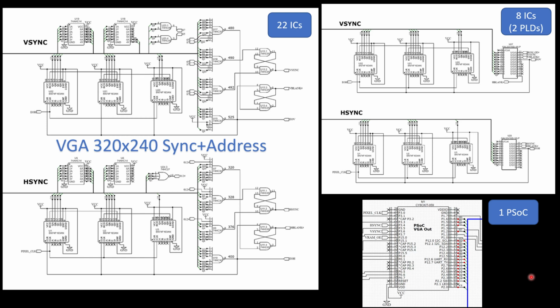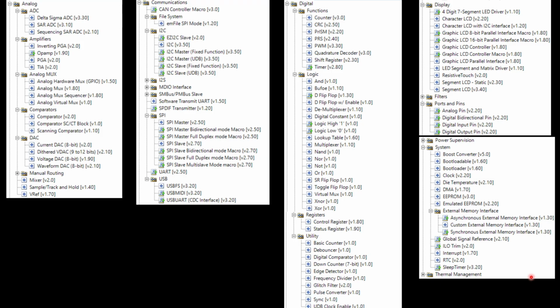And that's what I've done on my 640 by 480: I put all of that logic into the PSoC. And I could, of course, break that out into either like 8 ICs using the PLDs, or 22 ICs if I don't use PLDs. For now, my VGA card is leveraging this PSoC. When I go into the software for these PSoCs, here's just an example of some of the stuff.